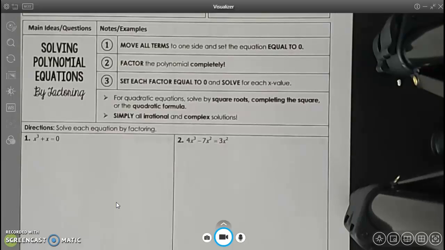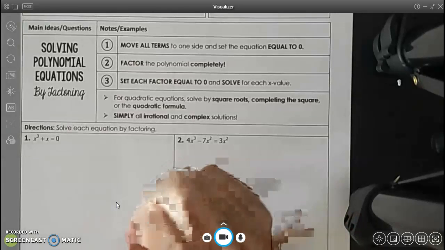This week we are going to be solving polynomial equations by factoring. So what we did last week was factored polynomials, and now we're just going to take that one step further, set it equal to 0, and solve. Okay, so for the first example, we have the 3 steps here.